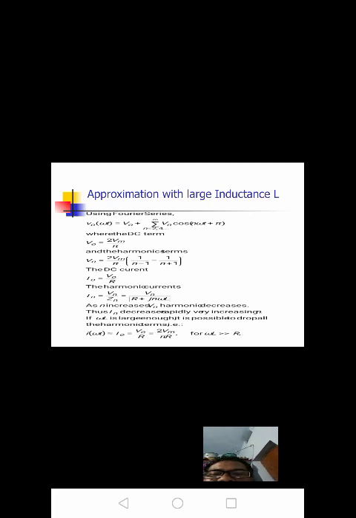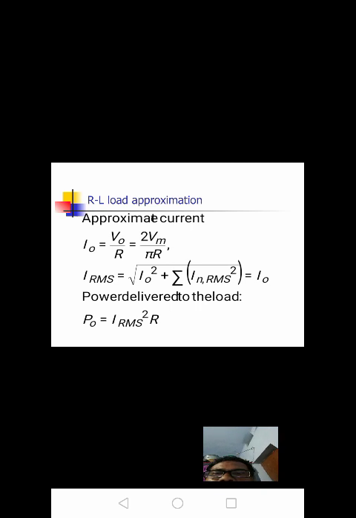If omega L is large enough, it is possible to drop all the harmonic terms, that is I of omega t is equal to I0, that is equal to V0 by R, that is equal to 2Vm by pi R. For omega L value more than R, the harmonics will be neglected. RL load approximation, approximate current, that is I0 is equal to V0 by R, that is equal to 2Vm by pi into R.